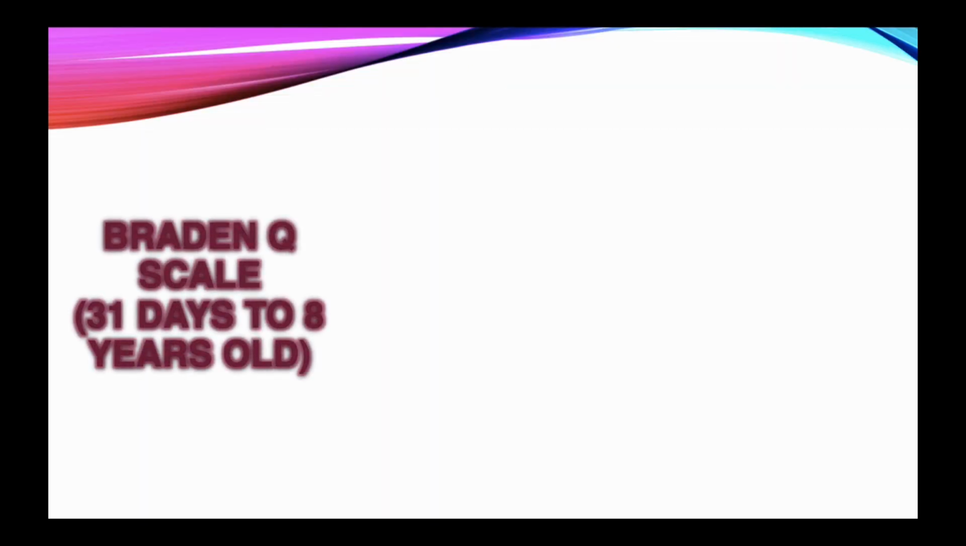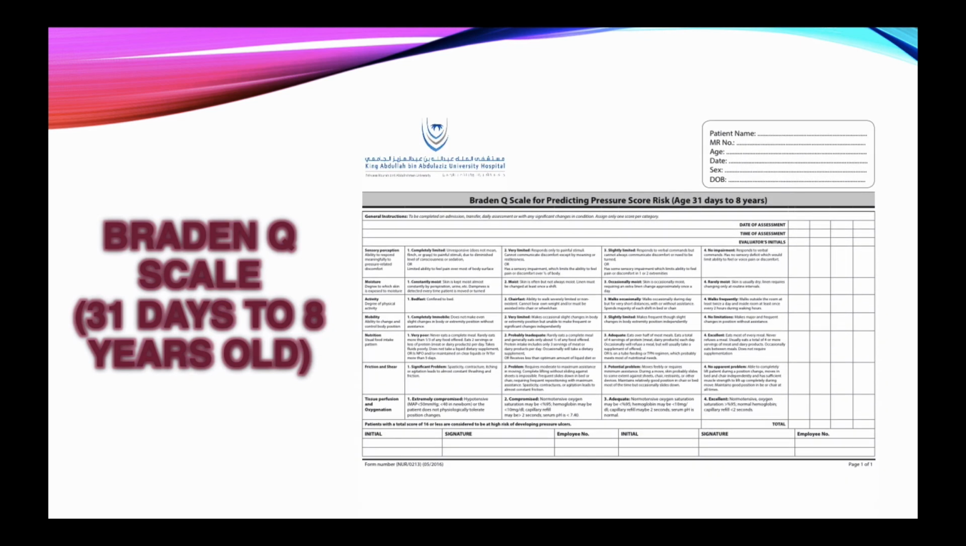Secondly, the Braden Q scale for 31 days to 8 years old. Assess each of the 7 subscales and select the description for each category that best describes the pediatric patient's current condition. The 7 subscales are sensory perception, moisture, activity, mobility, nutrition, friction and shear, tissue perfusion, and oxygenation.